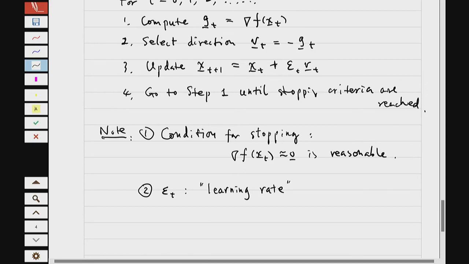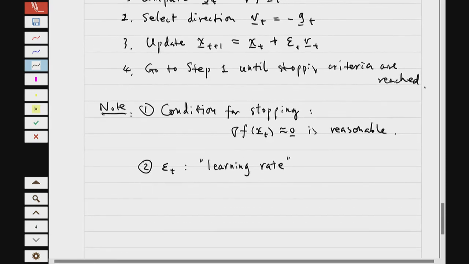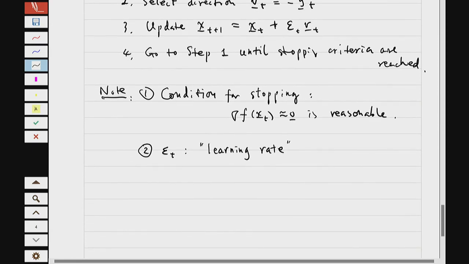Higher value, the more learning you want to do, but sometimes it can lead to instability. You can jump around the optimal point, it doesn't converge. So when you're getting close to the optimal point, you don't want to learn too drastically.